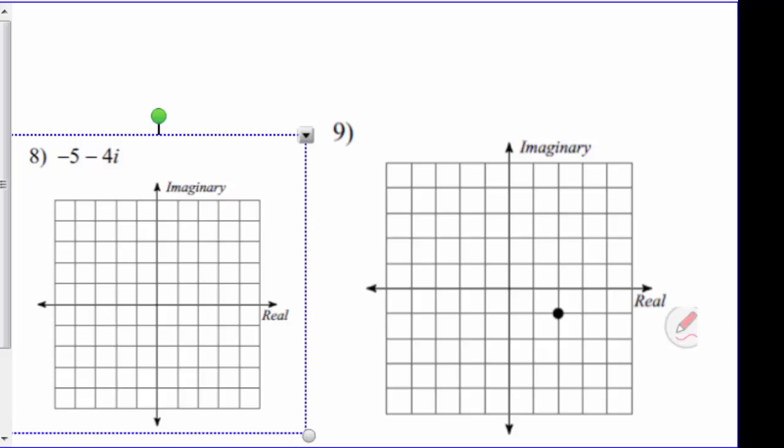Alright, so remember to graph, your A value is which direction you move, left or right. So -5 means we would go left 5, and then the B value, -4, means we go down 4. So we should also be able to locate a point. So notice we go over 2, down 1. So it would be 2 minus 1i.